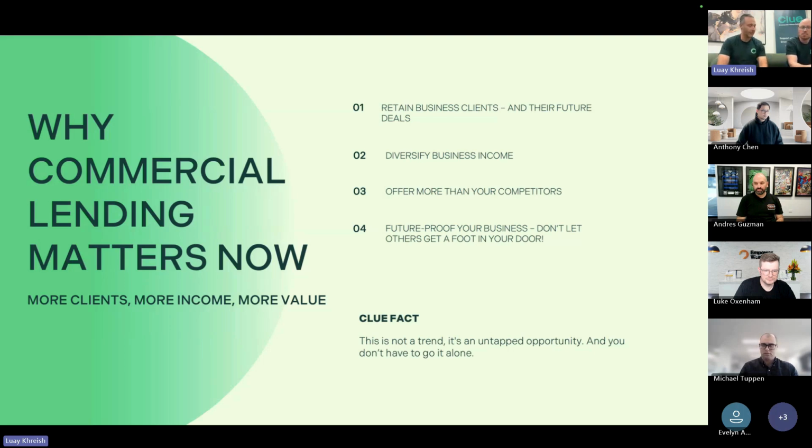And just on that, for those that are potentially going to look at onboarding the solution of commercial lending down the track, it takes a lot of time. It's costly, but at the same time, Clue can be a provider of solutions in the interim too. So we know that it's not one size fits all for everyone.